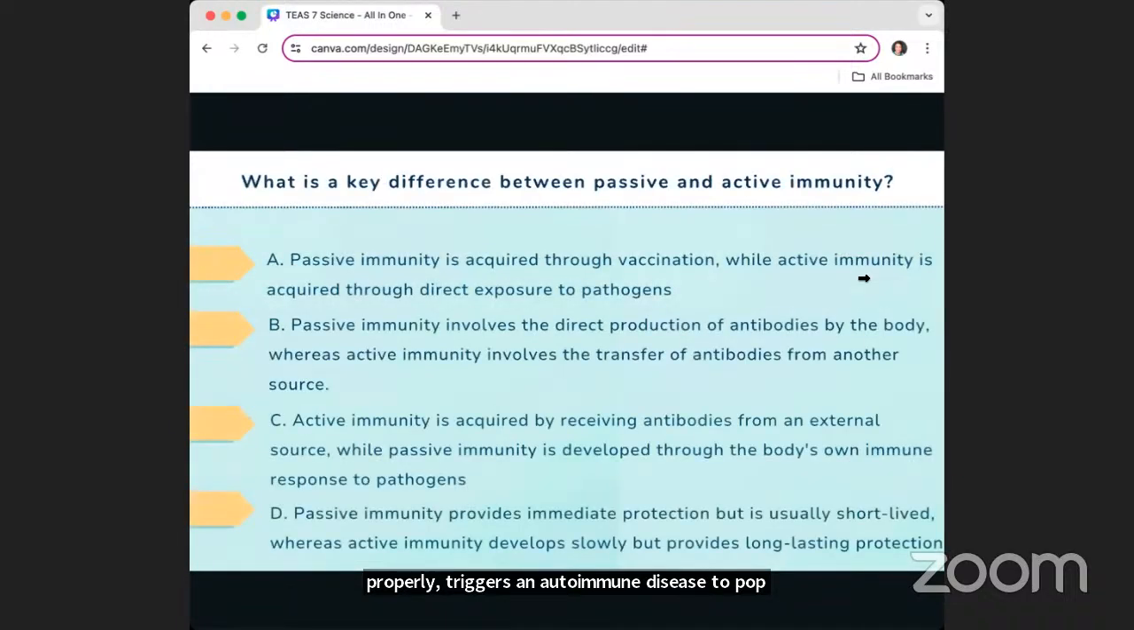All right, let's check in. What is the key difference between passive and active immunity? Take that full minute to read through all options.